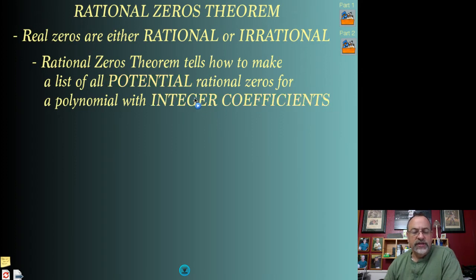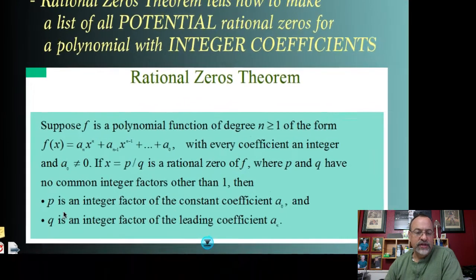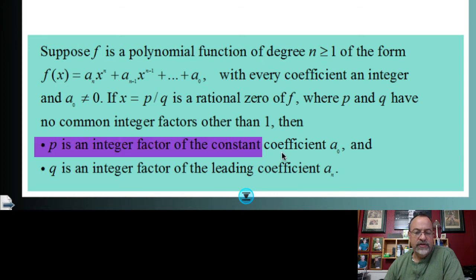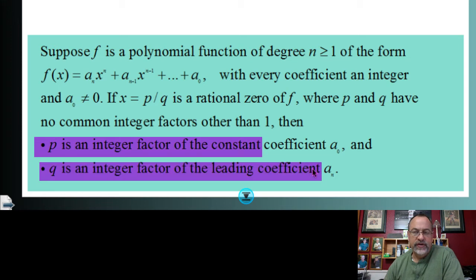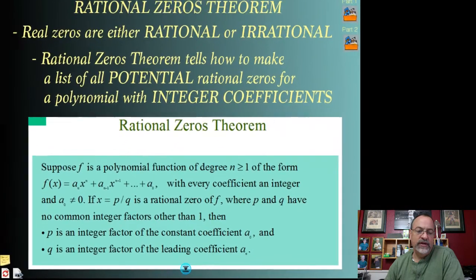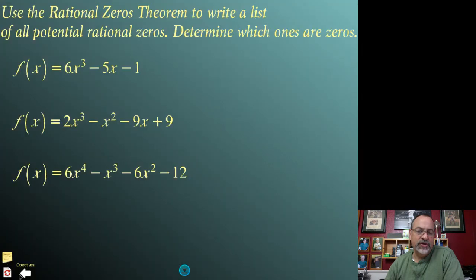Now, we talked about this last year, so hopefully you remember that in order to make your list, you take the factors of your constant, once it's in standard form, in the numerator, and the factors of your leading coefficient in the denominator. Then you write your list by putting each factor of the numerator over each factor of the denominator. I don't know if you should remember that, but let's do a couple of examples, and that might help jog your memory. So here we have a polynomial.